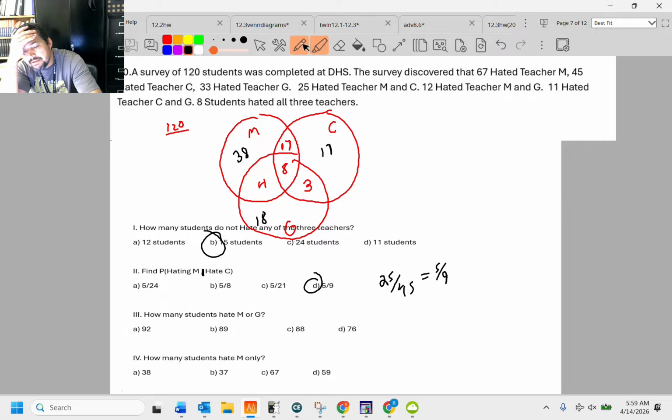How many students hate M or G? All you got to do is add the stuff that is in M and G. Now I know that this circle right here is 67. If I add 3, I'm at 70. If I add 18, I'm at 88.